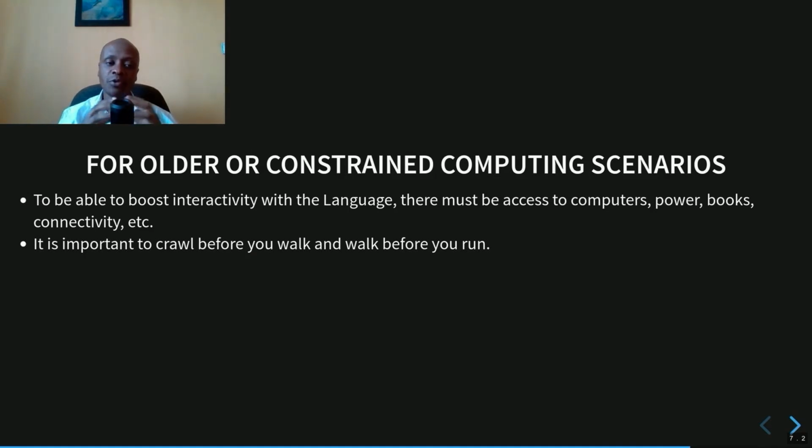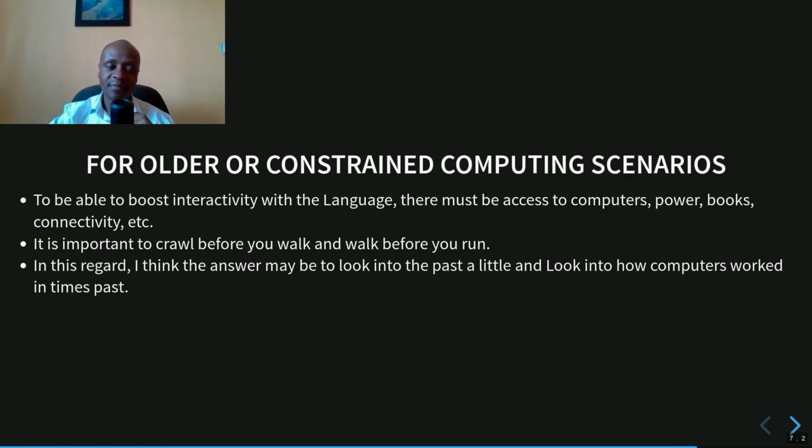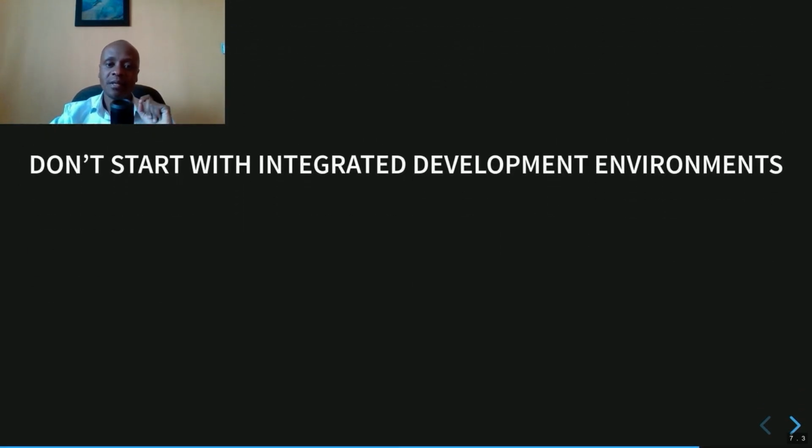So to do this, my thinking is that it is important to crawl before you walk, and to know how to walk before you run. And to do this, one of the key ways is to look into the past. Look at what software was used in the past. And in order to do that, one needs to understand why we are where we are now.